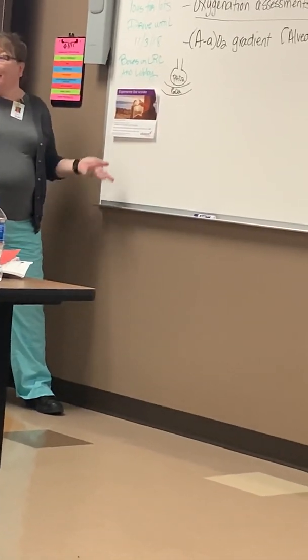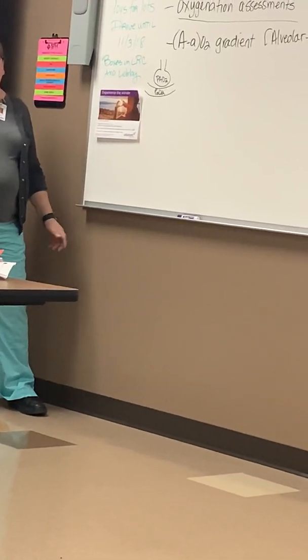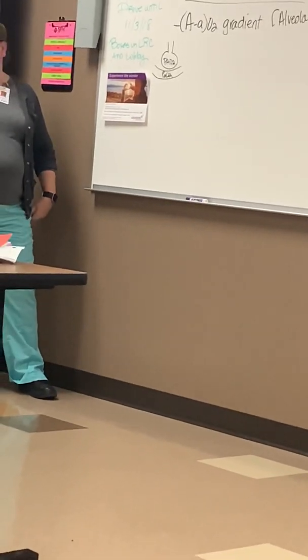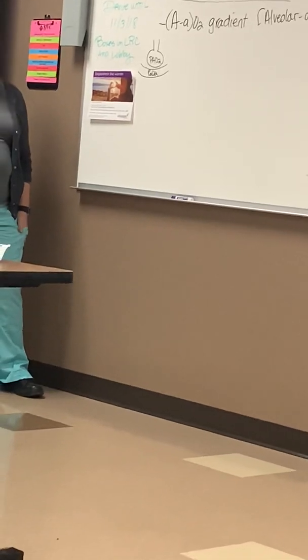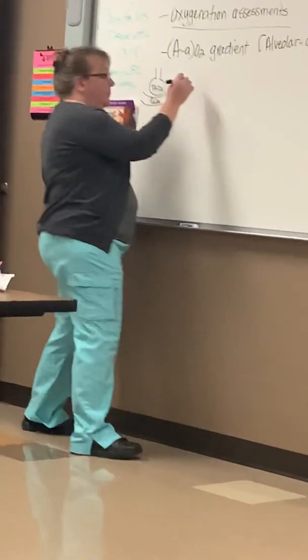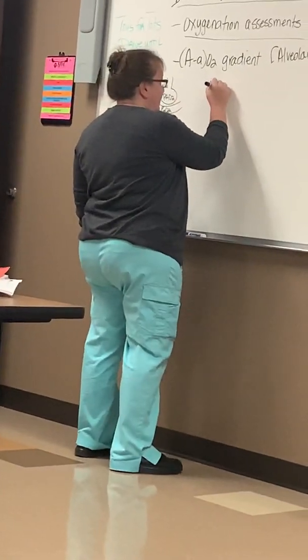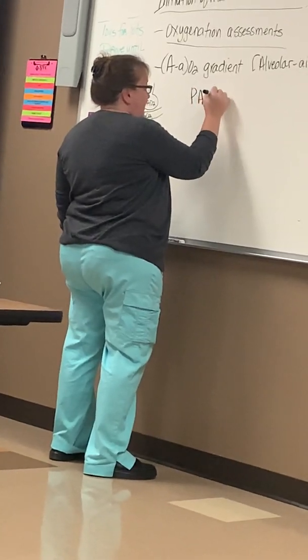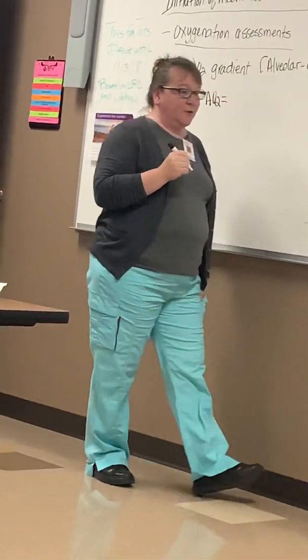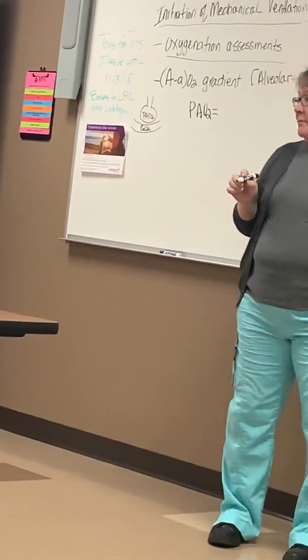So the P big A is a formula. P little a comes from your ABG. So I'm going to show you how to get the P big A. I'm going to write it out longhand first, and then we'll break it down.